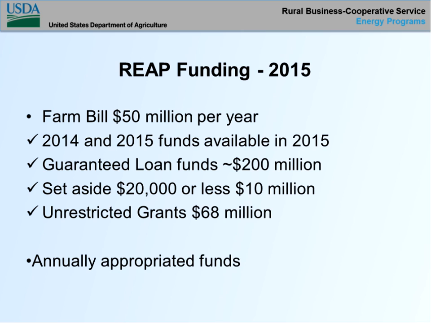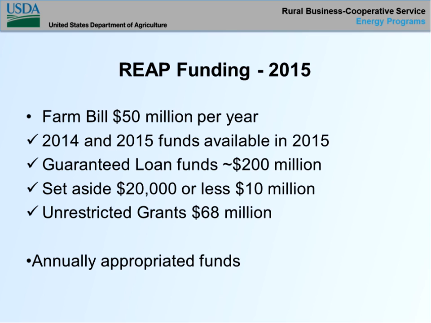There we go. So looking at the renewable energy system, energy efficiency improvement side, the purpose of that part of REAP is to assist rural small businesses and ag producers in the purchase and installation of renewable energy systems and energy efficiency improvements. And we can do that with a couple of types of assistance. We can do guaranteed loans, which are loans that are originated through lenders, and then they package up, do the analysis, and then they bring it to us for loan guarantees. We have a grant side.